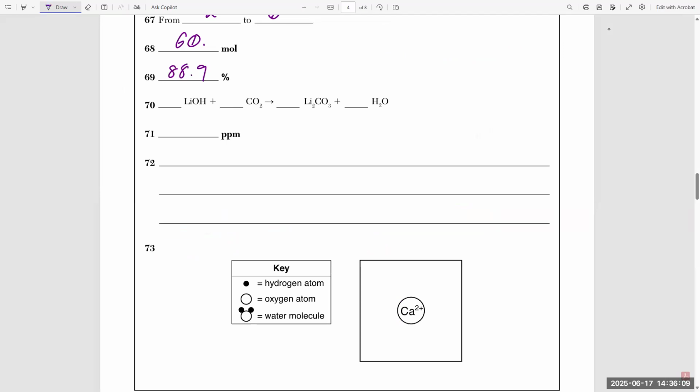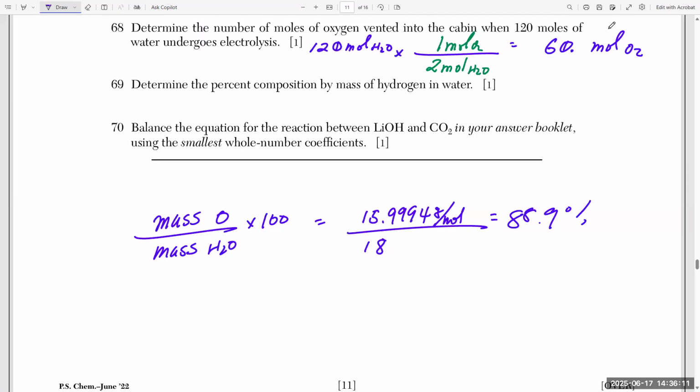88.9%. Let me just make sure I did this correctly. Oh, guys, percent composition by mass of hydrogen. What am I doing with oxygen, right? So that's wrong, right? What's hydrogen? It's the mass of H2, right?